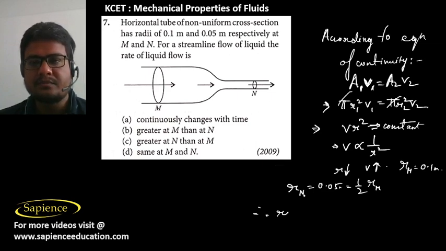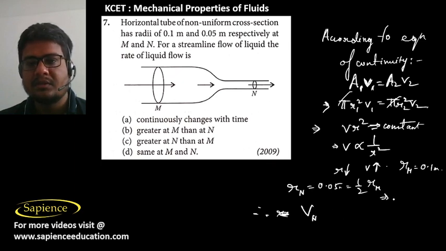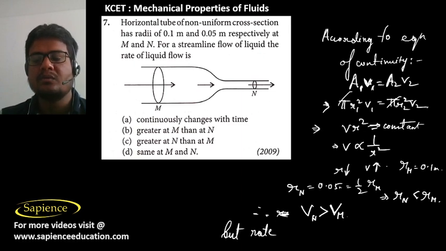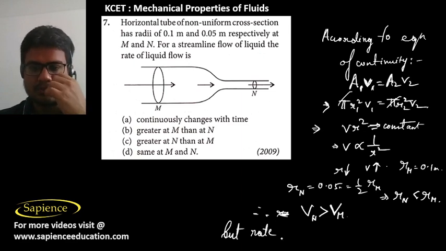Now, the velocity will be higher at N. Since the radius at N is lesser than the radius at M, therefore the velocity at N will be greater than the velocity at M. But the rate of liquid flow is given by area of cross section into velocity.